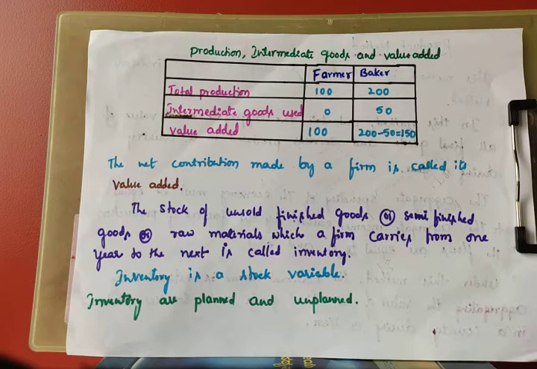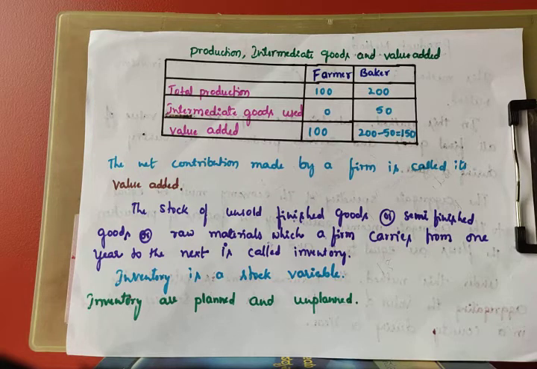What is the meaning of gross and what is the meaning of net? Gross means including the depreciation, net means excluding the depreciation. While calculating the national income, gross and net are very important. To calculate gross, we should include the depreciation, and while calculating net, we should exclude the depreciation.